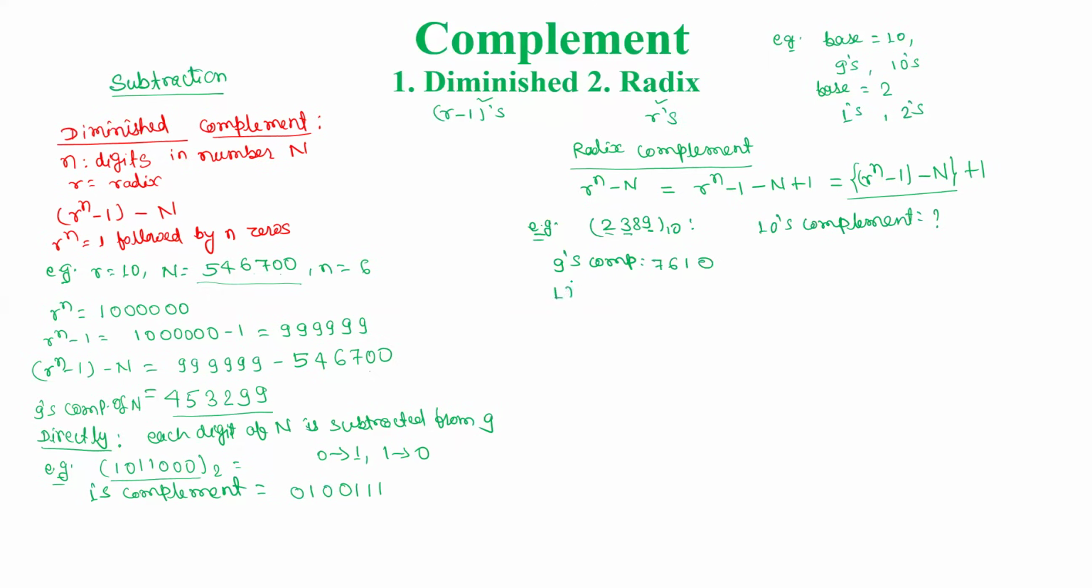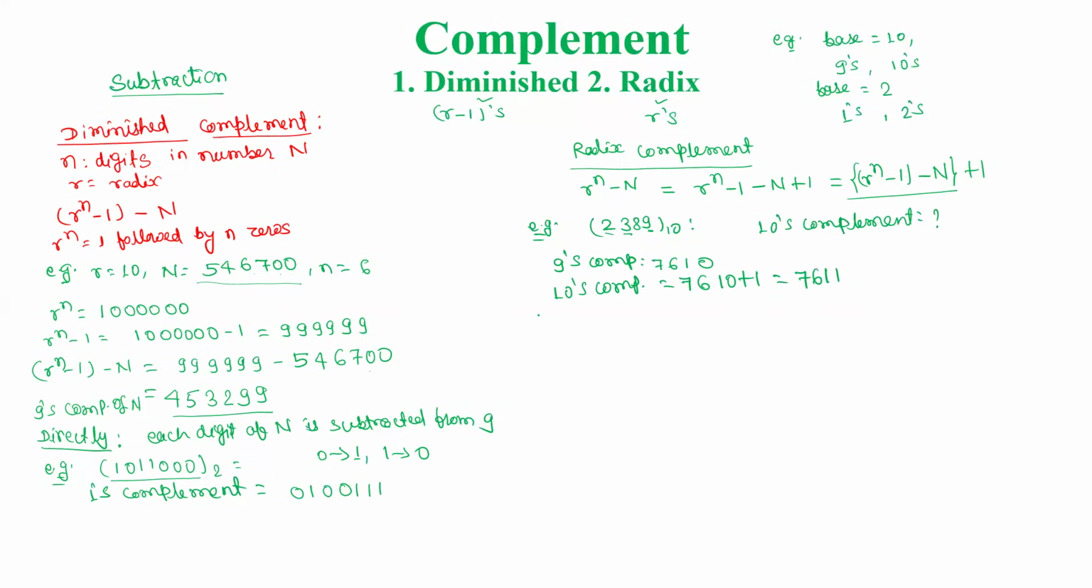So what will be the tens complement? To the 9's complement we have to add 1. So 7610 plus 1 gives 7611. That is going to be the tens complement.